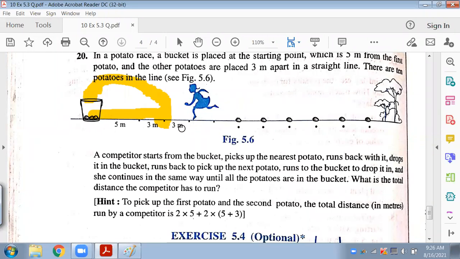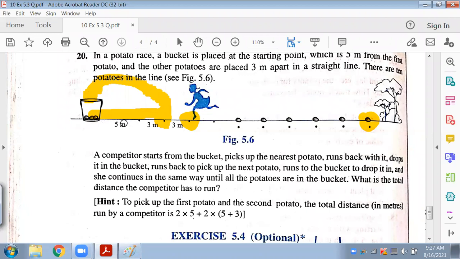Then the same way, to bring the third potato, he has to run 5 plus 3 plus 3. That means how much? 5, 6, 7, 8, 9, 10, 11 to get the potato. And to bring it and drop it in the basket, he has to run again 11. That means he has to run 22 meters to drop the third potato in the basket. Now she has to continue this until she fetches the last potato, that is the 10th potato. Okay, so here we have to find the total distance run.